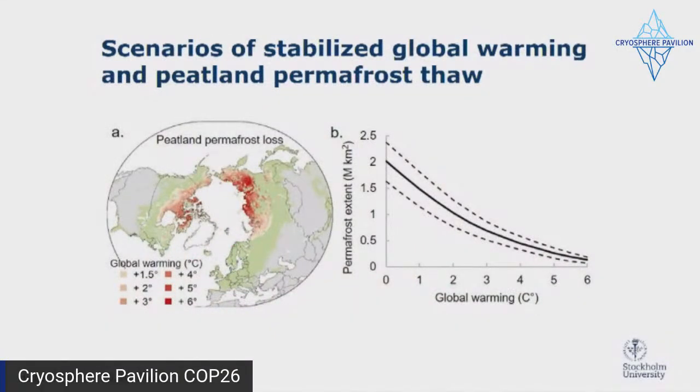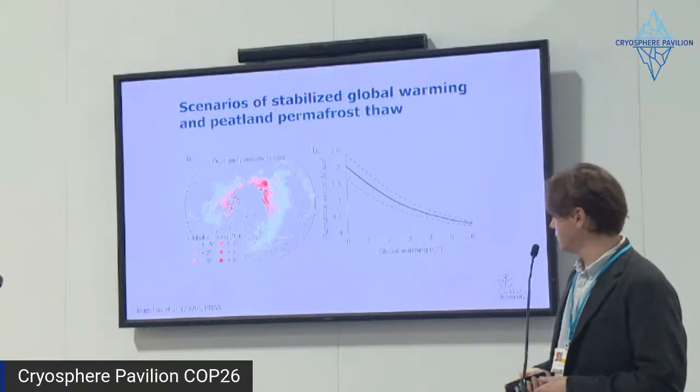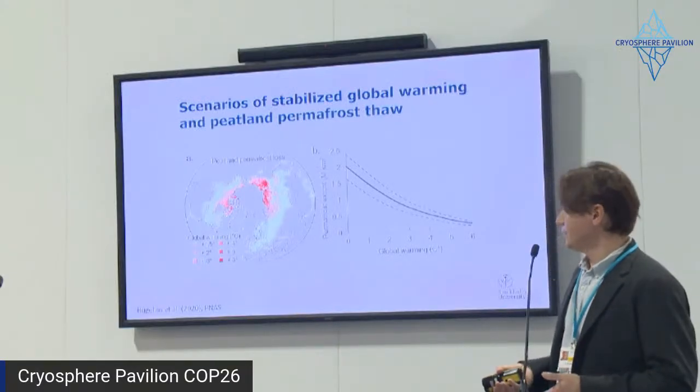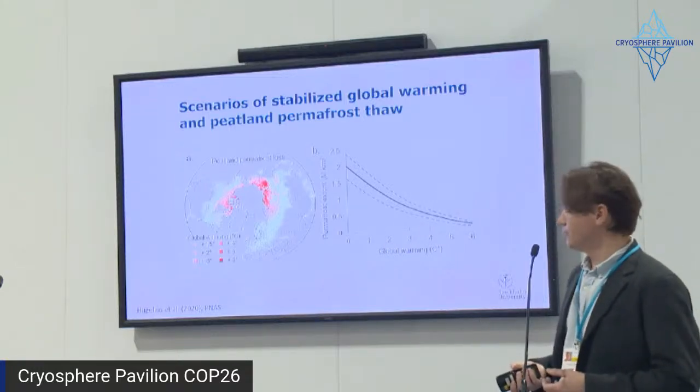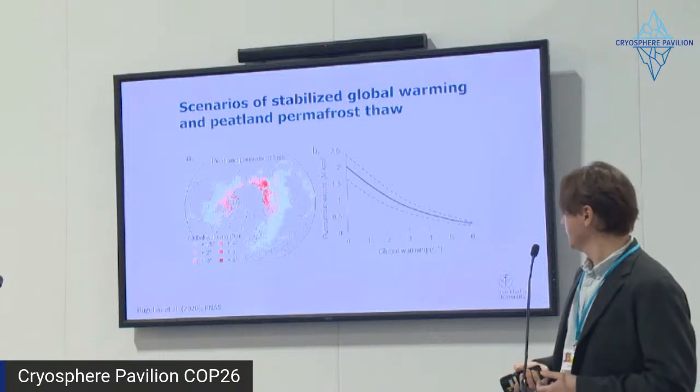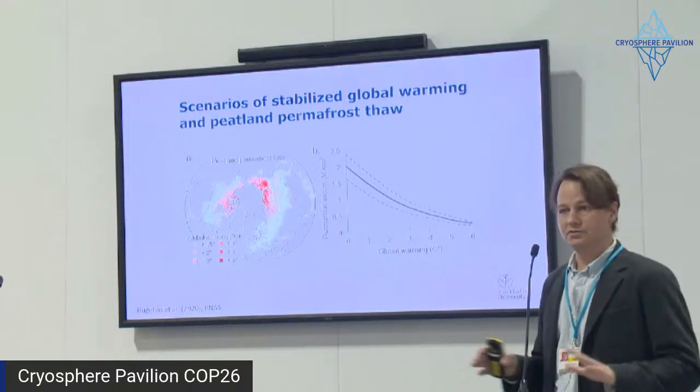We projected global warming into the future in different scenarios and then modeled, with a relatively simple model, the loss of permafrost in peatlands. This map on the left shows you where you will lose peatland permafrost for different degrees of global warming. The graph on the right shows how many million square kilometers of permafrost peatlands we have in the world, going from zero global warming, where we think we had roughly 2 million square kilometers. Now we're a little bit above one. We have roughly 1.5, and then you see going down, in the really high warming scenarios, it's all gone.